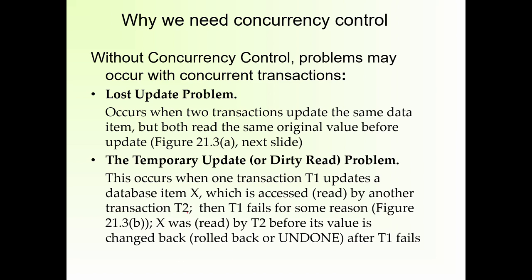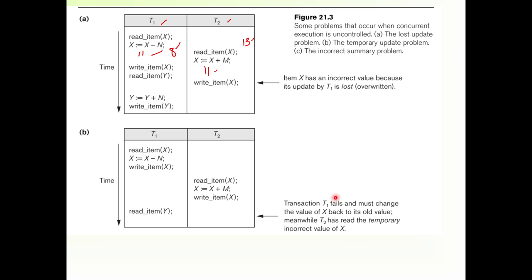But if it is rolled back or undone, and the T2 transaction is completed before that, that is what we call a dirty read problem. So this is the example here. Transaction T1 fails and must change the value of x back to its old value. Meanwhile, T2 has read the temporary incorrect value of x.